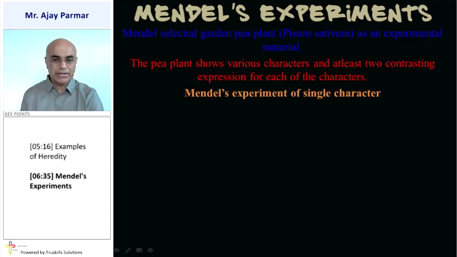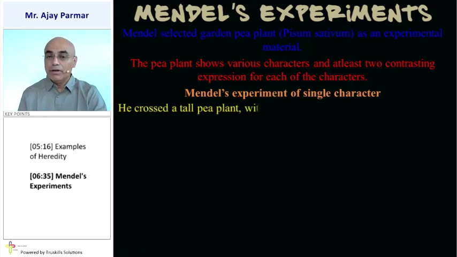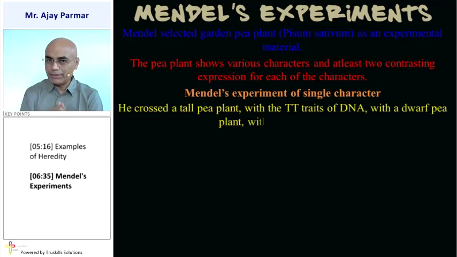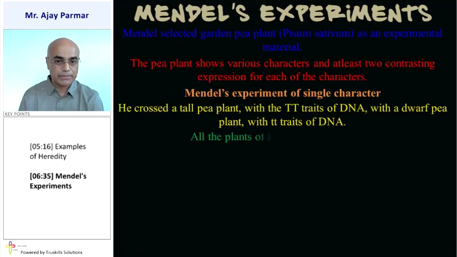Now, first of all, let us understand Mendel's experiment of the single character. First of all, he took two different types of plants. One of them was a tall pea plant having capital TT traits of DNA. Whereas the other plant was a dwarf pea plant and that had small tt traits of the DNA. Now, here the characteristics that he studied were tallness and dwarfness.